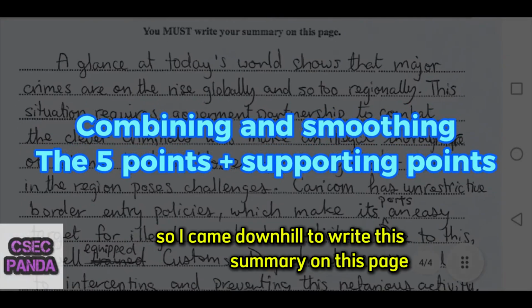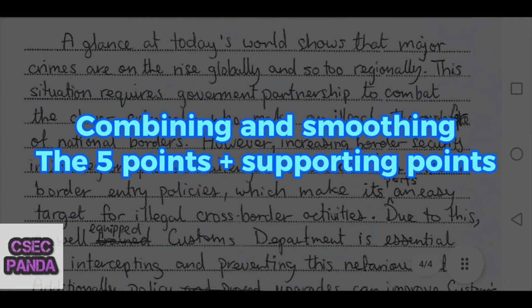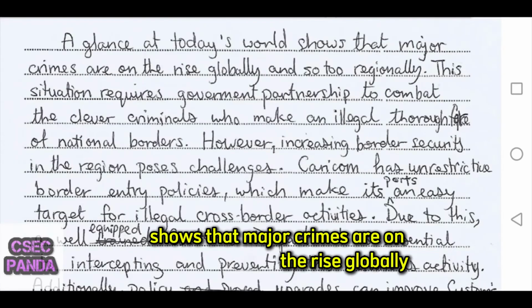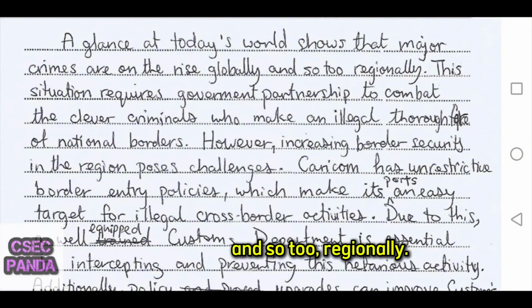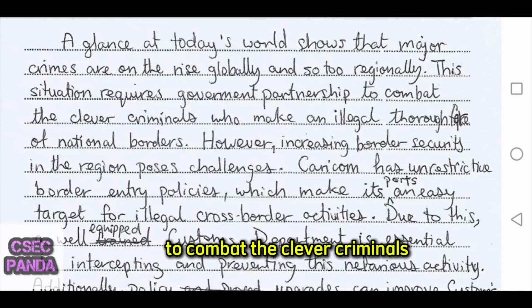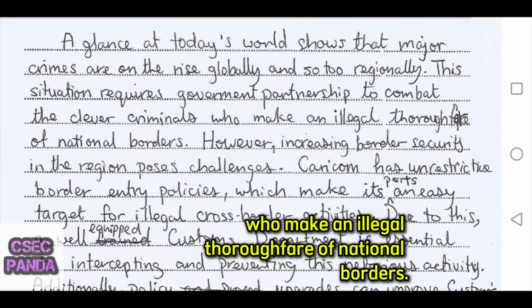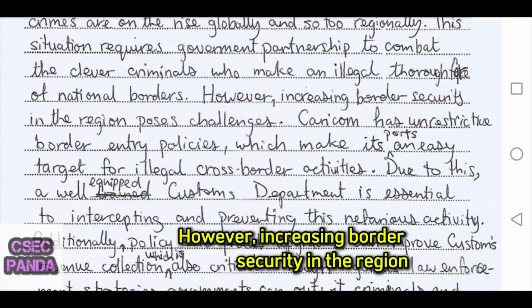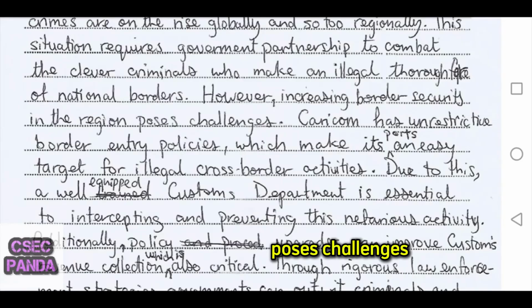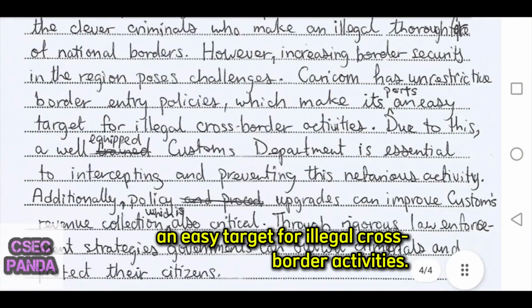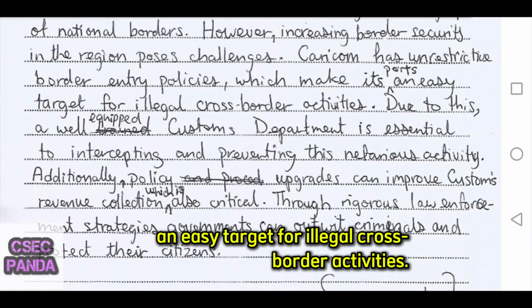So I came down here to write this summary on this page. I said, a glance at today's world shows that major crimes are on the rise globally and so too regionally. This situation requires government partnership to combat the clever criminals who make an illegal thoroughfare of national borders. However, increasing border security in the region poses challenges. CARICOM has unrestricted border entry policies, which make its ports an easy target for illegal cross-border activities.